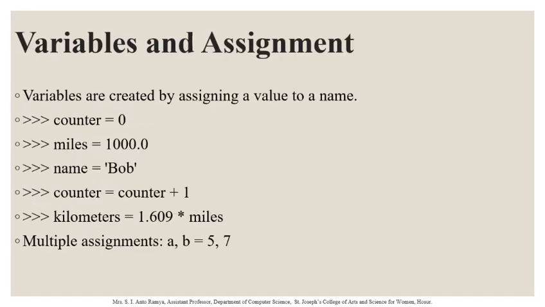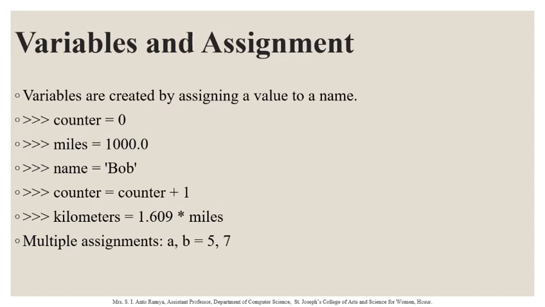Variables and assignments. In all other programming languages, if you want to create a variable, we have to give the data type first and then the variable name, then you can assign a value to the variable. But here in Python, you need not give any data type. So directly we can create the variables.